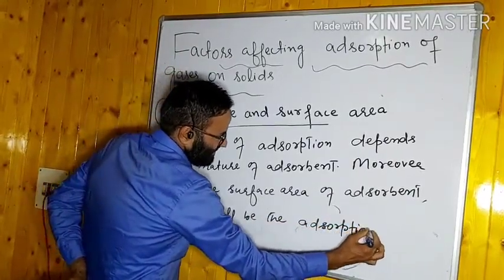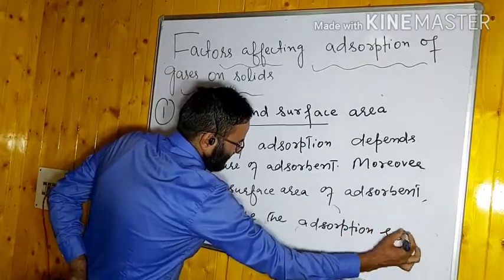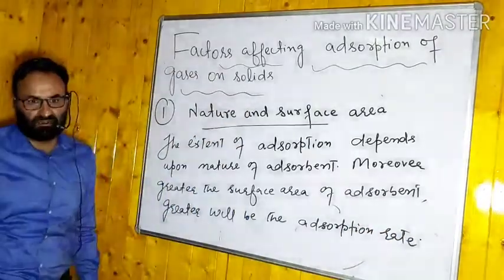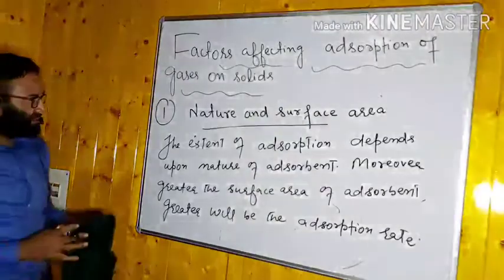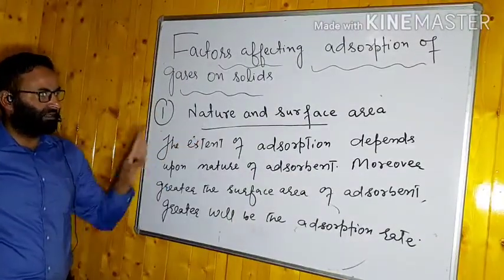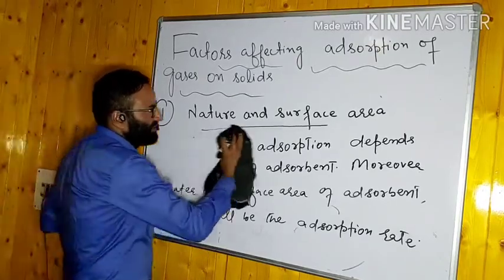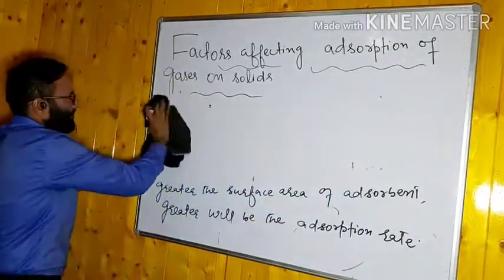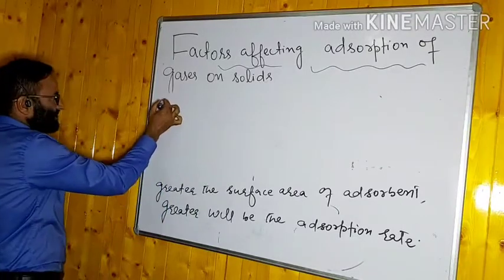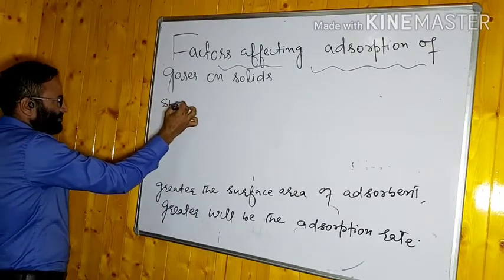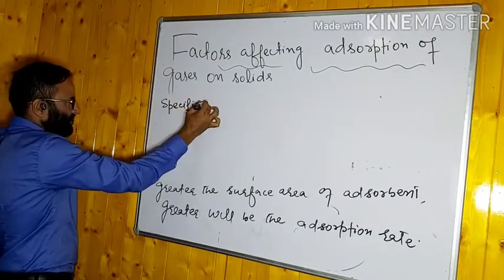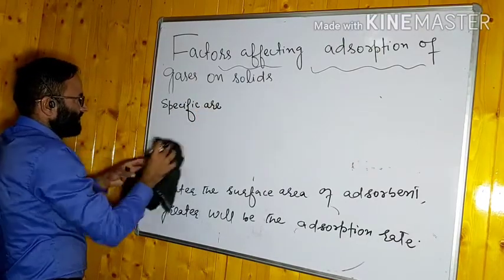Greater will be the extent of adsorption, or you can say greater will be the adsorption rate. It is the first factor you have to mention: nature and surface area. Now in this very factor, you have to mention specific surface area. What is meant by specific surface area? ये जो specific surface area क्या होता है? You have to remember specific surface area.